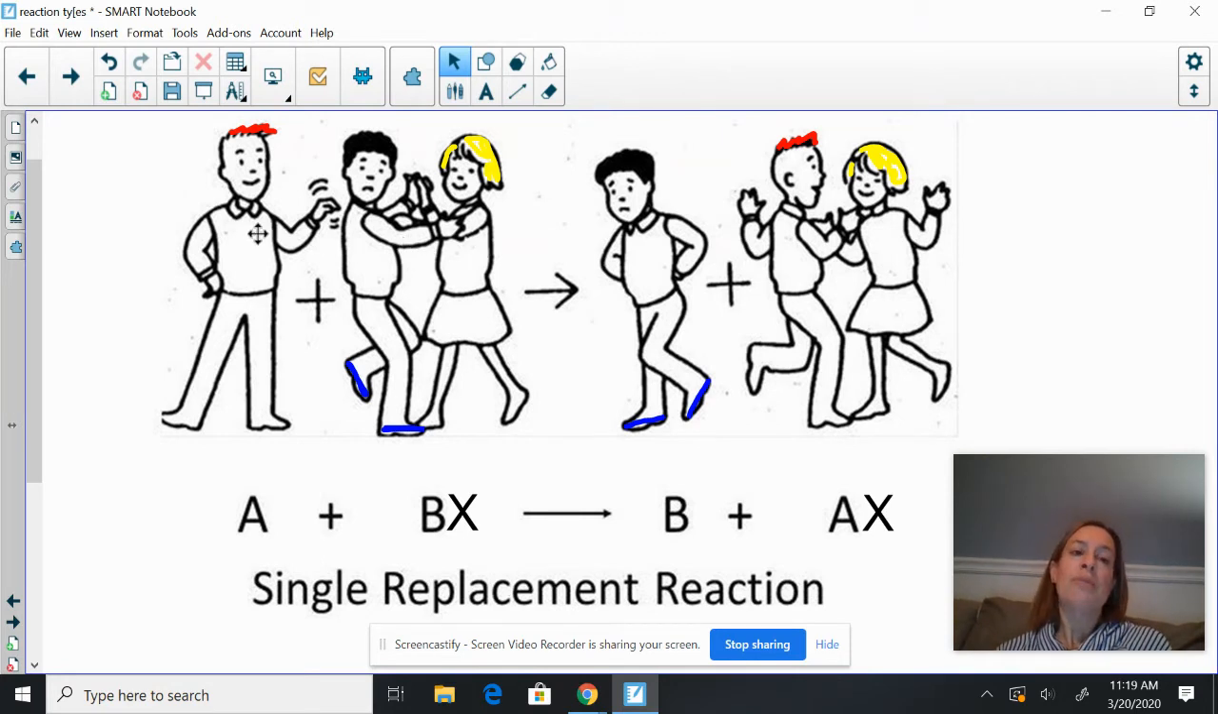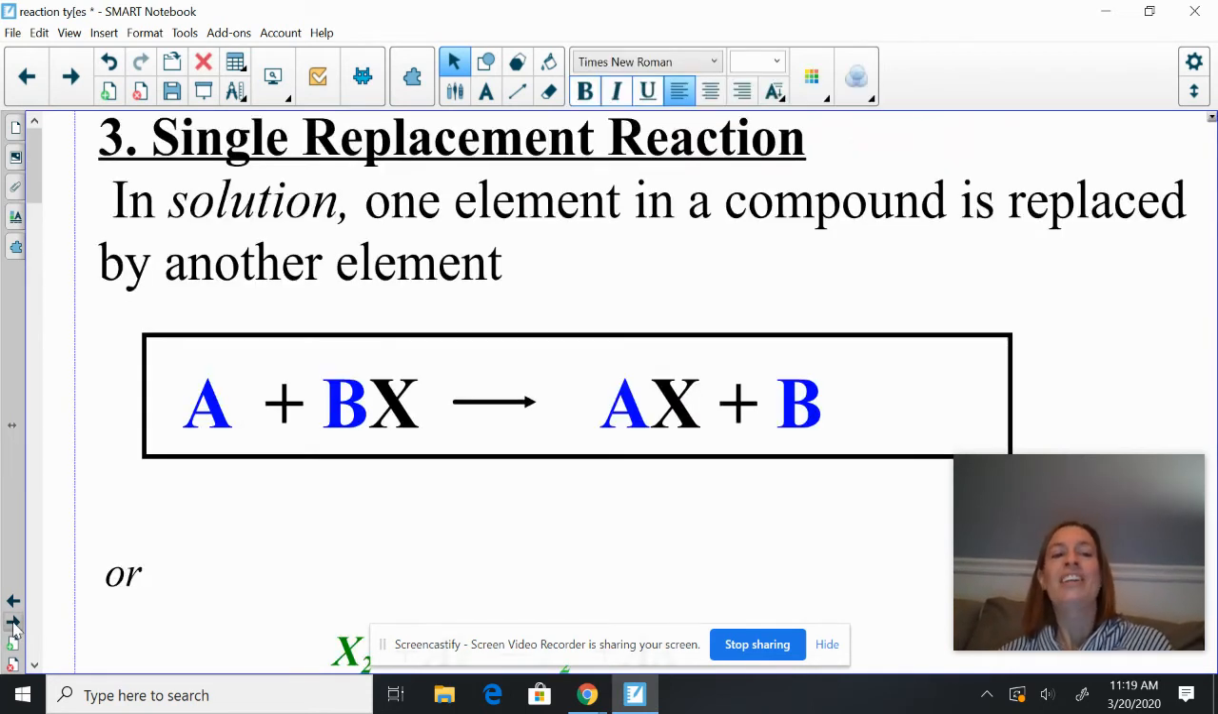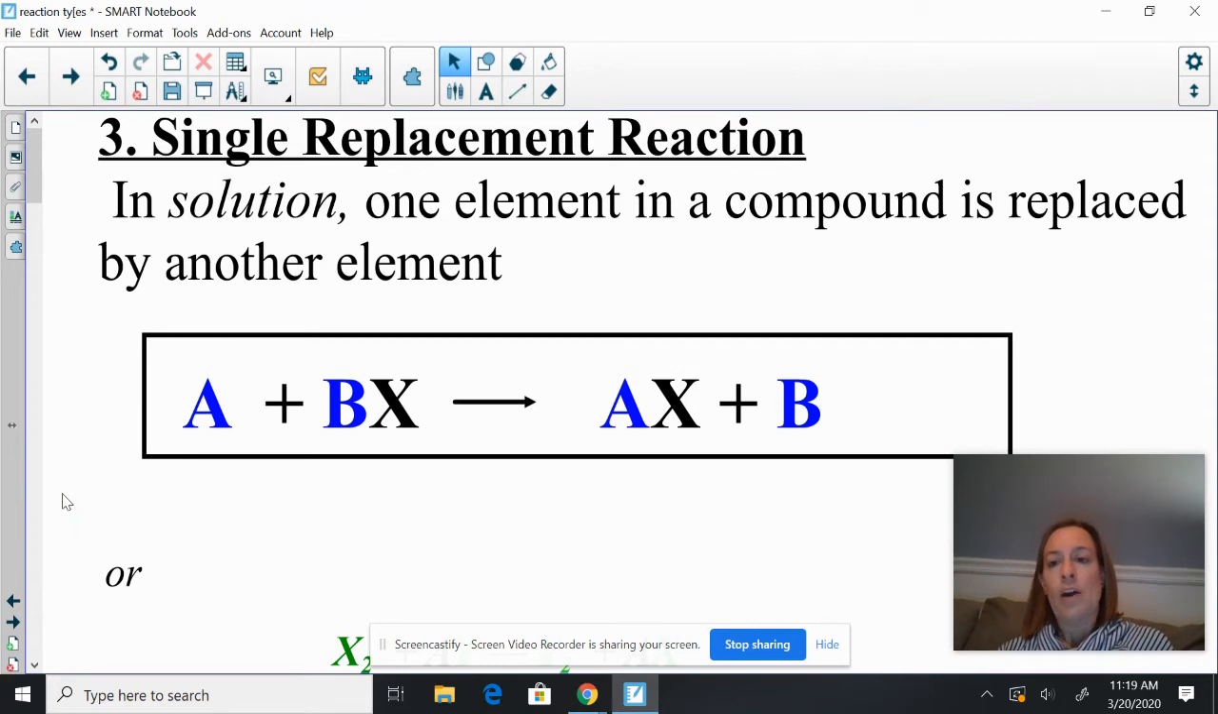In a single replacement reaction, an element replaces a similar element that's part of a compound. Your products will always be then another single element and another compound. If you want to look at the technical definition, here it is. One element in a compound is replaced by another element. Notice it does say that these reactions have to take place in solution. That is, the compound has to be dissolved in an aqueous solution in order for the reaction to take place.